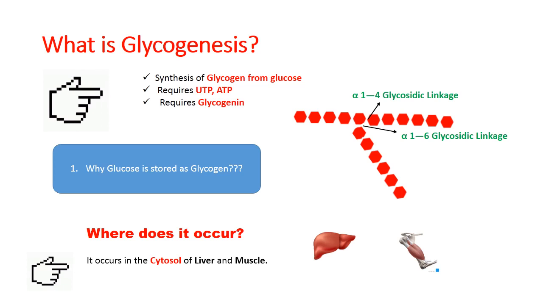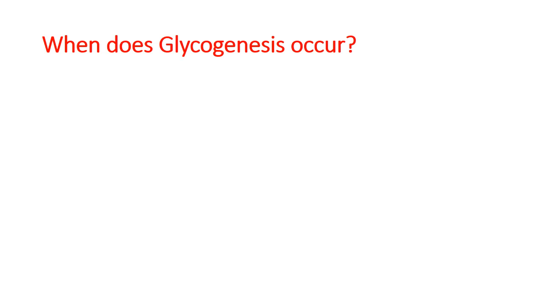Pyruvate formed by glycolysis from this glucose 6-phosphate in muscle can undergo transamination to alanine, which is exported from muscle and used for gluconeogenesis in the liver. This is known as the glucose-alanine cycle. If you want to see the details of the cycle, you can check my video on gluconeogenesis, the link of which is provided in the I button, or you can check the description box below.